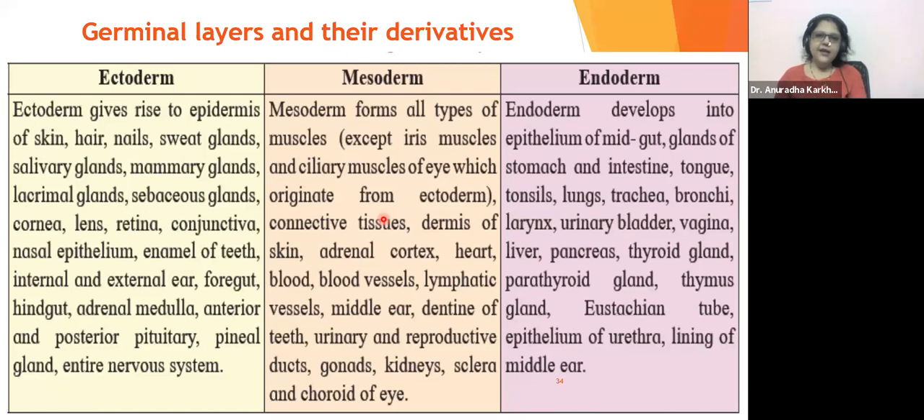Choroid of eye and sclera of eye. I'll be teaching you the entire structure of the eye. You have eye and ear in your syllabus. So both I'll be teaching you in detail. That time surely I'll tell you where is what.